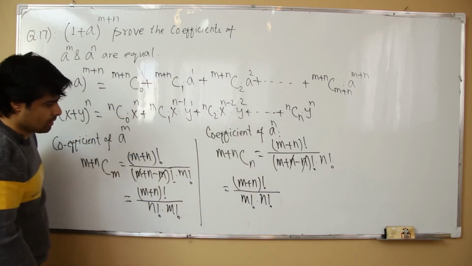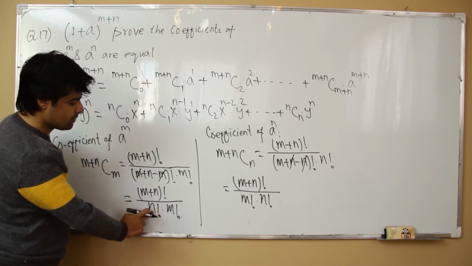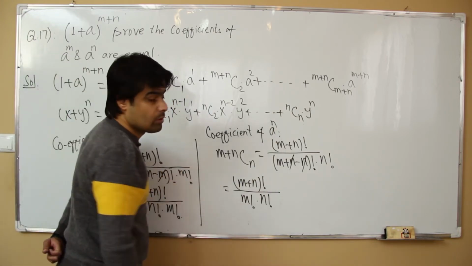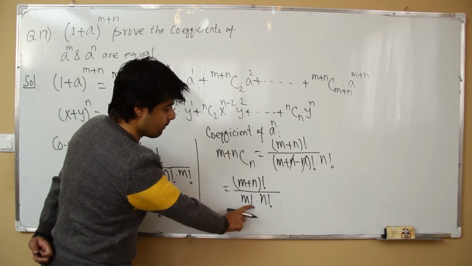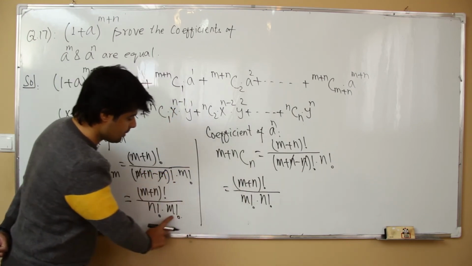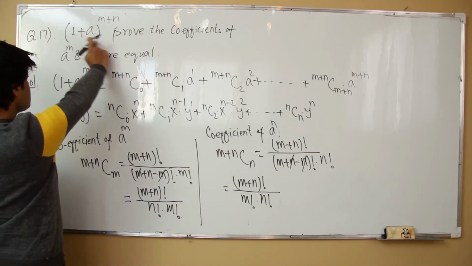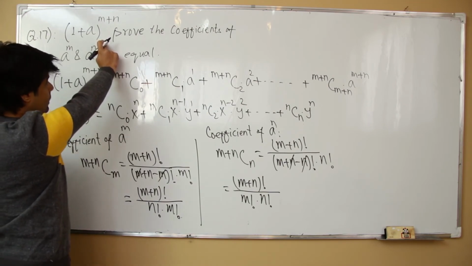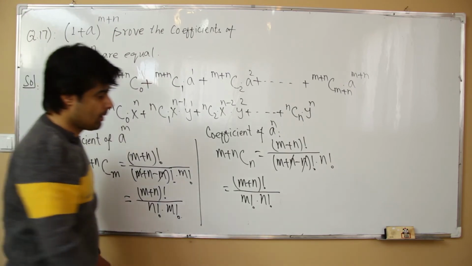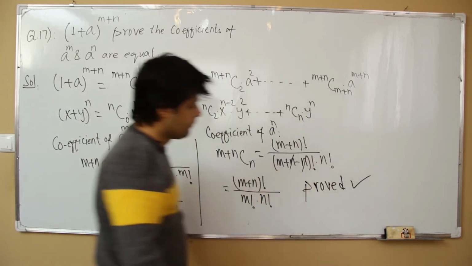Now look, you can compare. The coefficient of a to the power m is m plus n factorial divided by n factorial multiplied by m factorial. The coefficient of a to the power n is m plus n factorial divided by m factorial times n factorial. The numerators are the same, the denominators are also the same. Then we can say that we have proved that in this binomial expansion, the coefficients of a to the power m and a to the power n are equal. We can say it is proved. Write it, please.